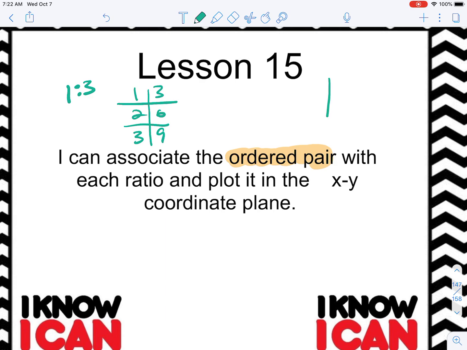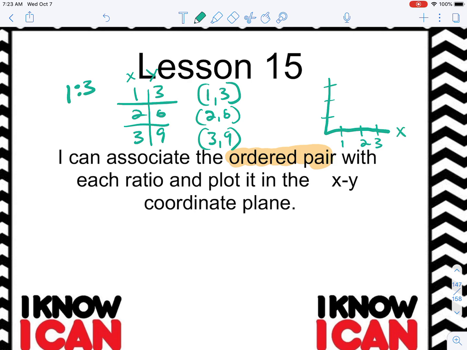Okay, remember the coordinate plane is the graph with numbers, okay? So the ordered pairs, the first number in the ratio is X, the second number of the ratio is Y. Okay, so my ordered pair would look like this. Remember, ordered pairs are always in parentheses and separated by a comma. Okay, my second one would be like this, 2 to 6, and 3 and 9.